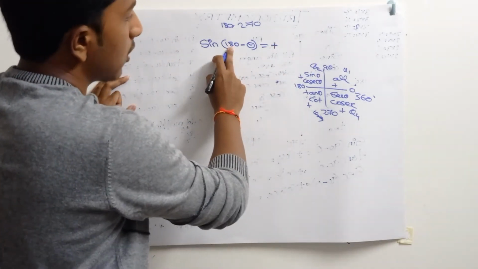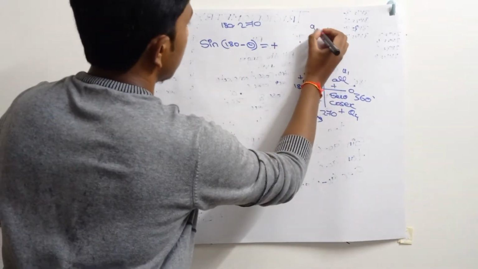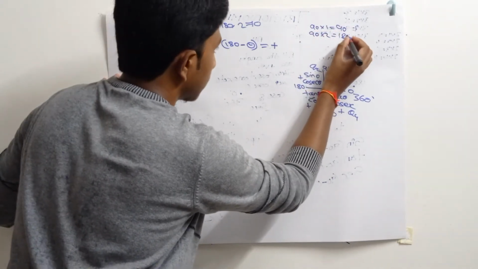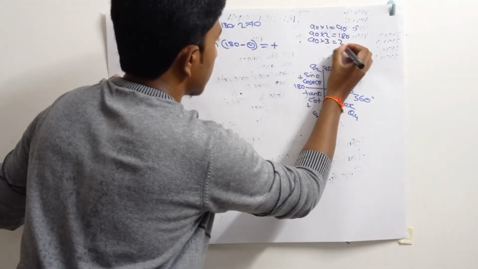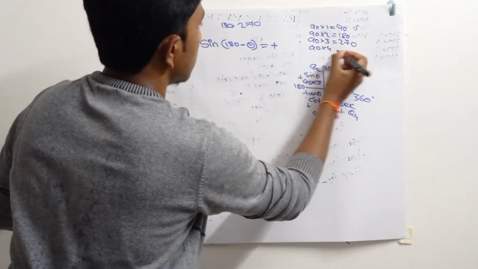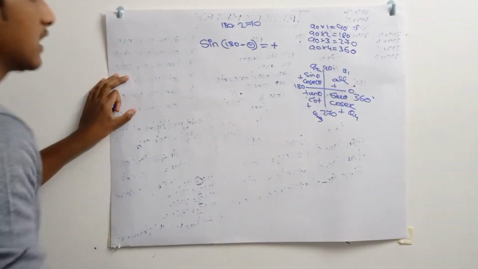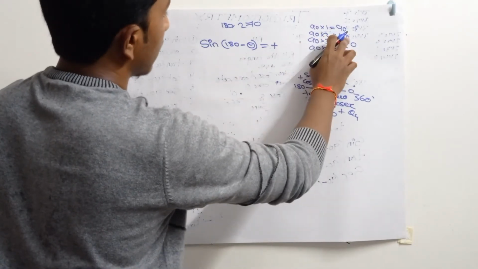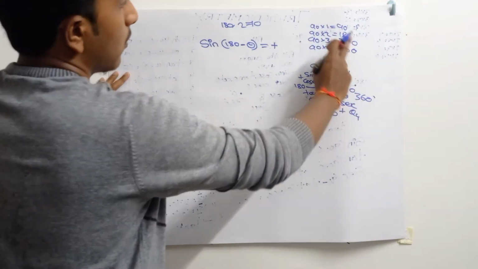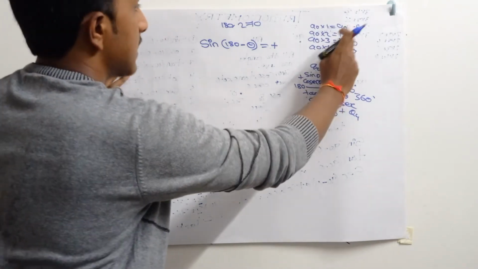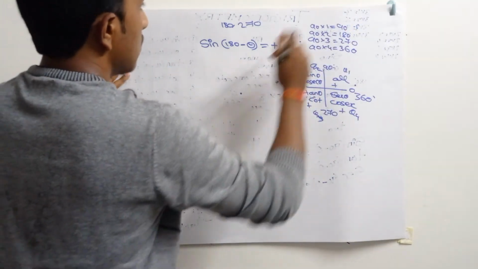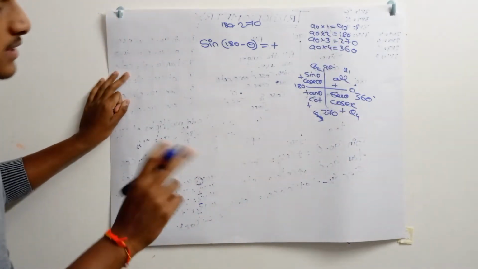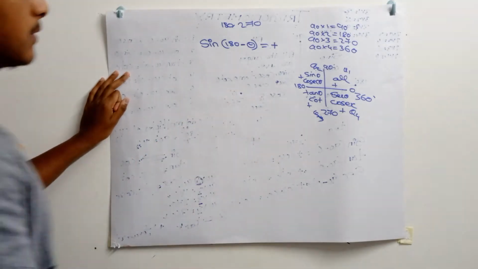Here, is 180 an odd multiple of pi by 2 or not? We'll write the table. 1s are 90, 2s are 180, 3s are 270, and 4s are 360. Here 180 is even or odd? Guys, tell me. Yes, it's an even multiple. Only for odd multiples, whenever there are odd multiples, sine changes to cos, cos changes to sine. That rule will be applicable.